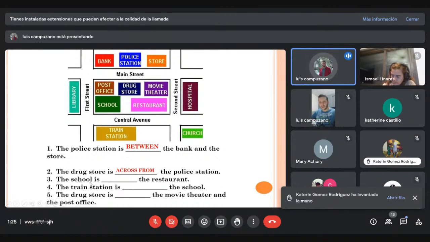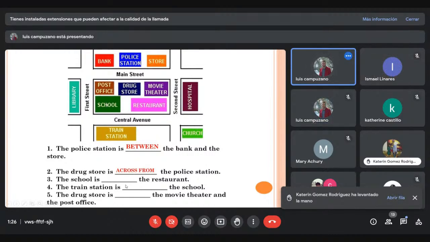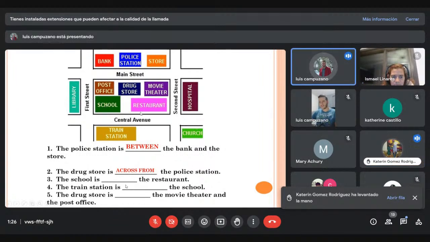I'm going to ask Catherine Gomez. Catherine Gomez, can you help me with number 3? The school is the restaurant. What do you think it is? So let's look for the school. The school is here, and the restaurant is here. Yes. The school is next to the restaurant. We can definitely say next to. Very good, Catherine. The school is next to the restaurant is correct.